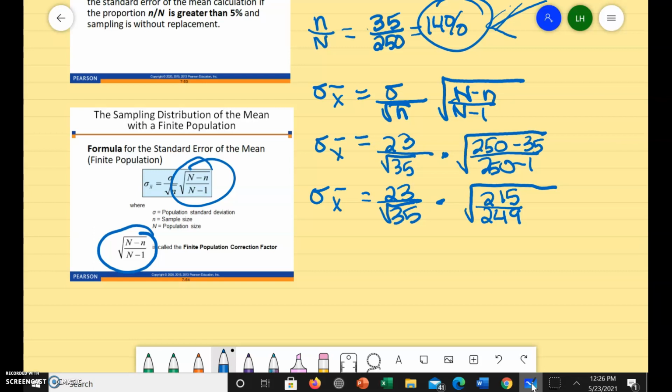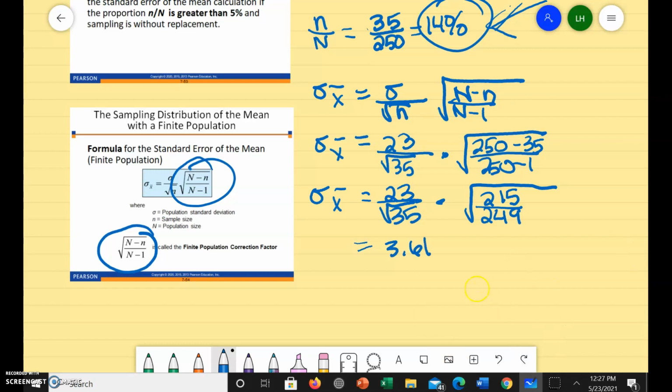So what I would do is take the square root of 215 divided by 249 and close the parenthesis. And if you don't have a calculator that can do that, you can actually take the square root in Excel. All right, and you're going to get like 0.929222156. So you're going to take that and multiply it by 23 divided by the square root of 35. And you're going to get 3.61.